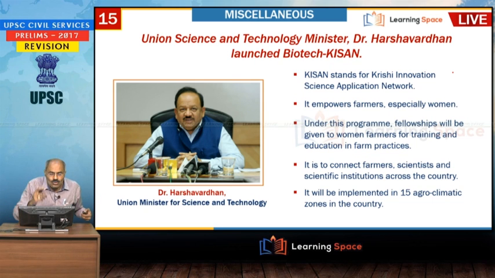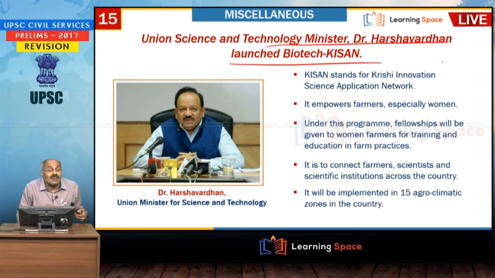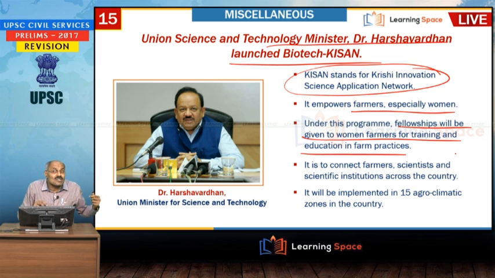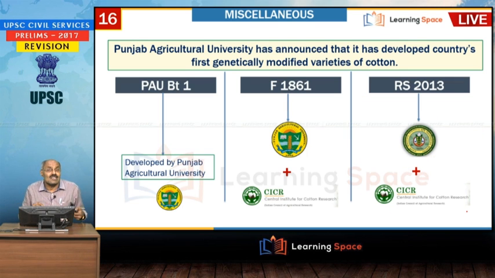Please don't forget. Union Science and Technology Minister Dr. Harshvardhan launched Biotech Kisan. Here Kisan stands for Krishi Innovation Science Application Network. It empowers farmers, especially women, and under this program, fellowships will be given to women farmers for training and education in farm practices. So, it is to connect farmers, scientists and scientific institutions across the country, and it is going to be implemented in 15 agroclimatic zones in the country.